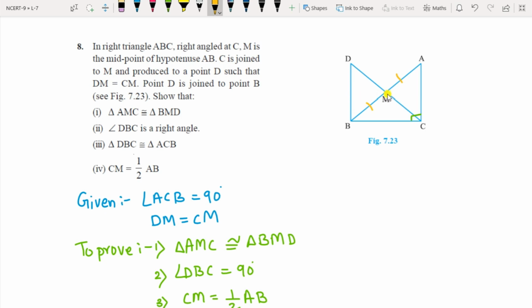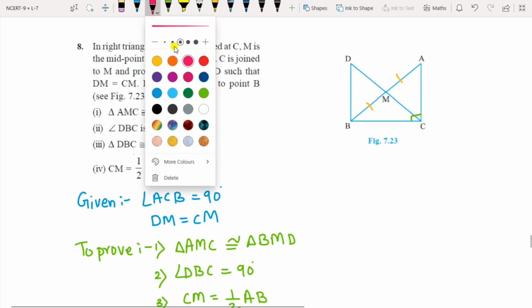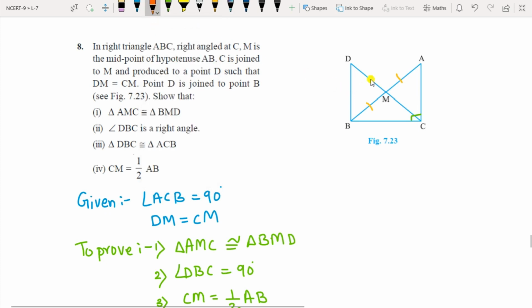C is joined to M and further produced to D, such that DM equal to CM. This DM is equal to CM. Point D is then joined to point B. So we have to show that AMC.